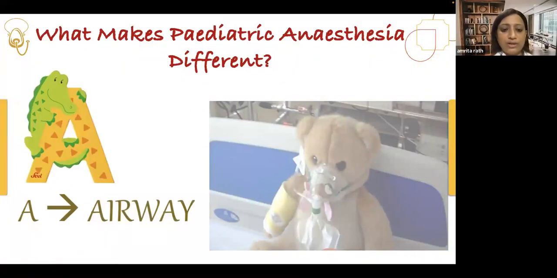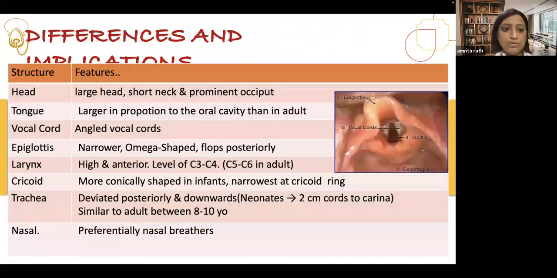If you look at the pediatric airway, as Dr. Jagmeet has told, they have a large head, short neck and prominent occiput. What is the clinical relevance here? The head has to be kept in a neutral position and a shoulder roll has to be given. Then the tongue. The tongue is large in proportion to the oral cavity, so you have limited space for the manipulation of your laryngoscope. That's why a Miller blade is better than a Macintosh blade in giving you a better space.